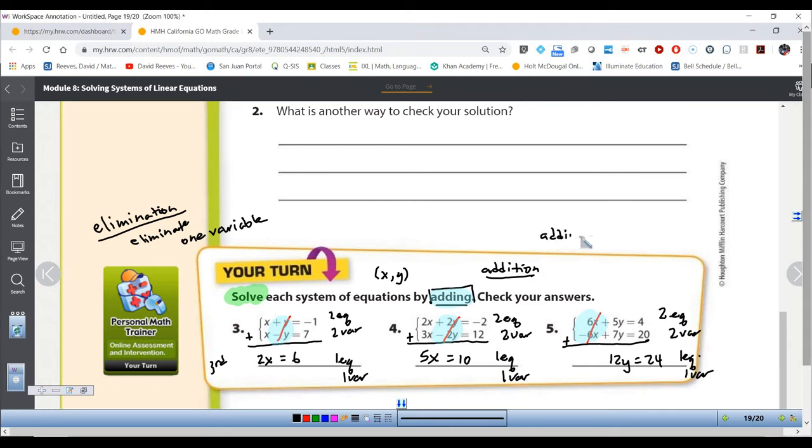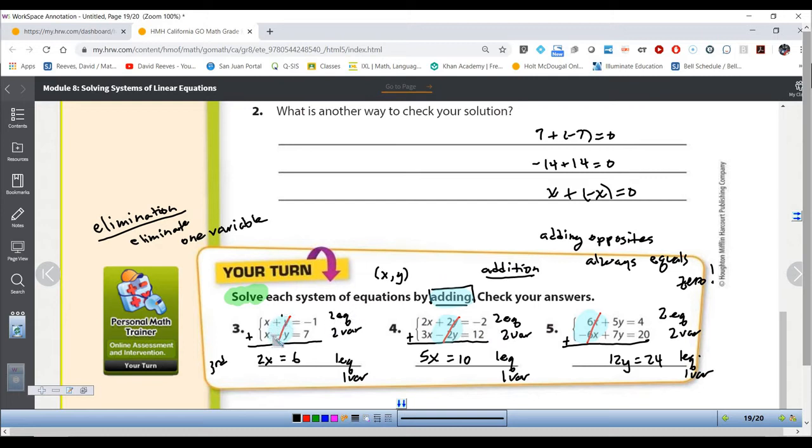Why? Because adding opposites always equals 0. Adding opposites always equals 0. What is 7 plus negative 7? It is 0. What is negative 14 plus positive 14? It is 0. What is a positive x plus the opposite of x? It is 0. You'll always get 0.